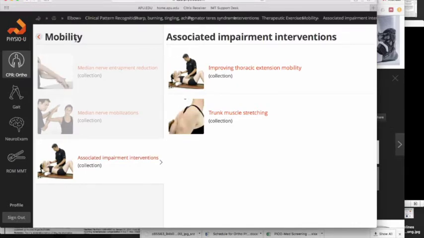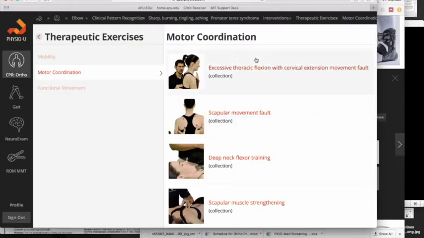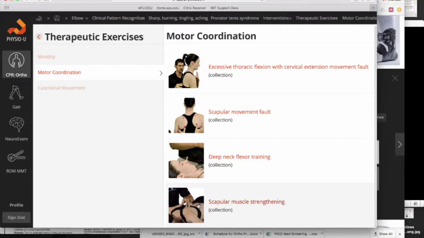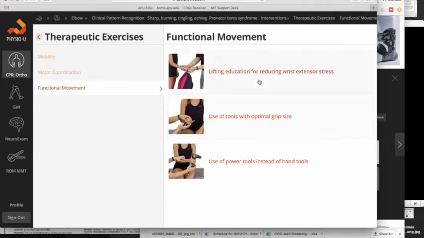And don't forget that all the patients should be taught to move better, to correct many of their movement faults, work on their scapular strengthening, deep neck flexor training, and be educated on how to minimize the overuse of their hands, using tools that have optimal grip size, using power tools perhaps instead of hand tools, or switching tasks throughout the day.